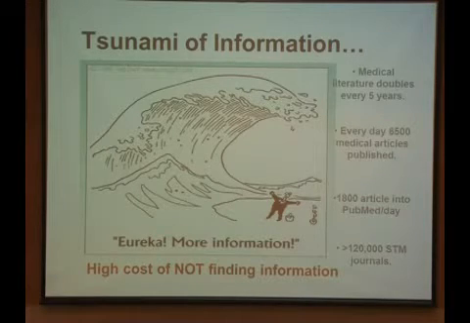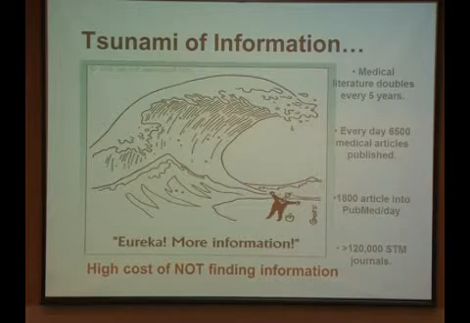And we have more than 120,000 international journals of science, technology, and medicine. So it's really a tsunami of information, and you have to be able to swim in this flood of information without spending too much time and without losing too many relevant documents for your search.